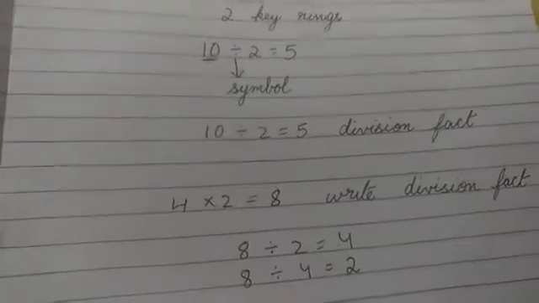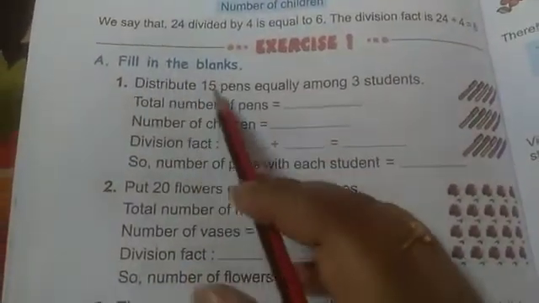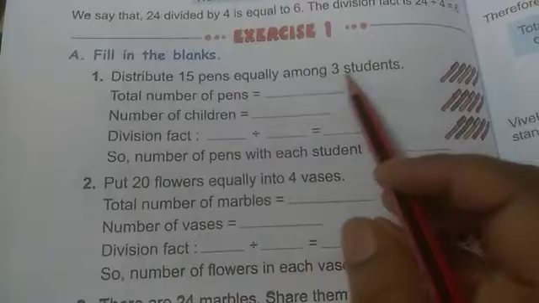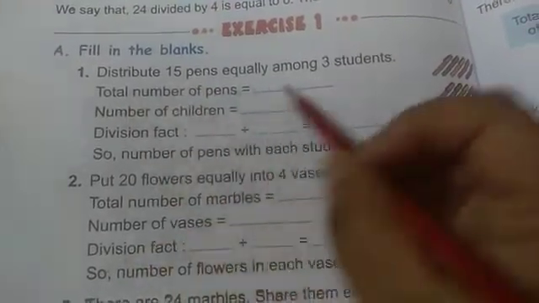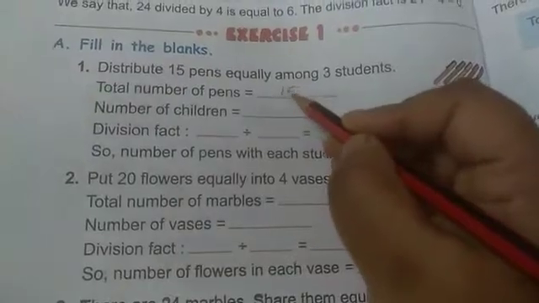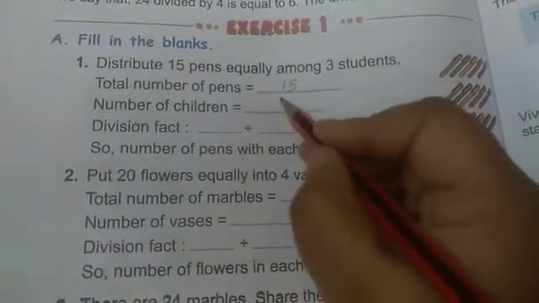So now we will start with our exercise. Children, now we will start with exercise 1. Fill in the blanks. Distribute 15 pens equally among 3 students. So how many total pens are there? 15. So we will write the total number of pens is 15. And we have to distribute among 3 students. That is the number of children, 3.